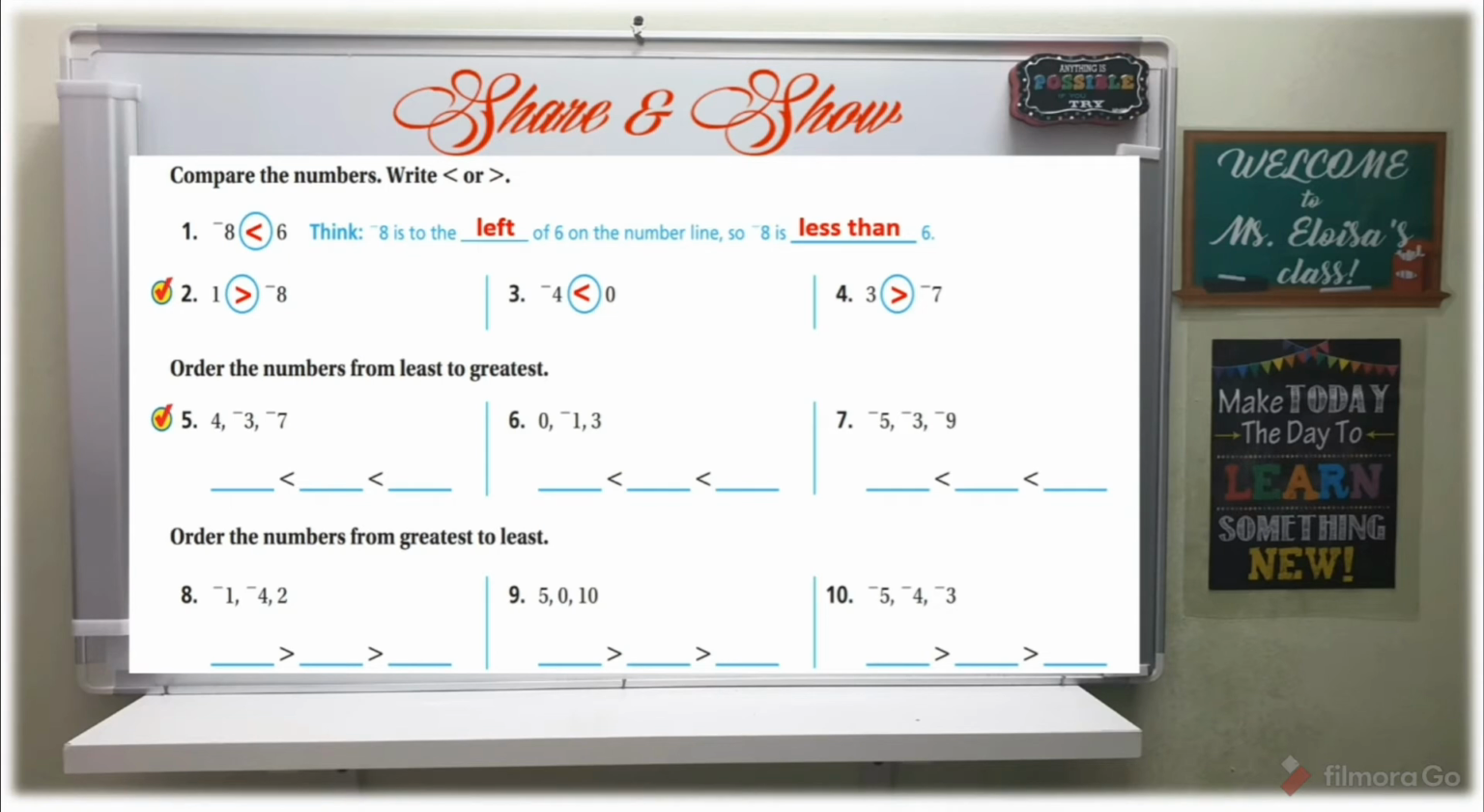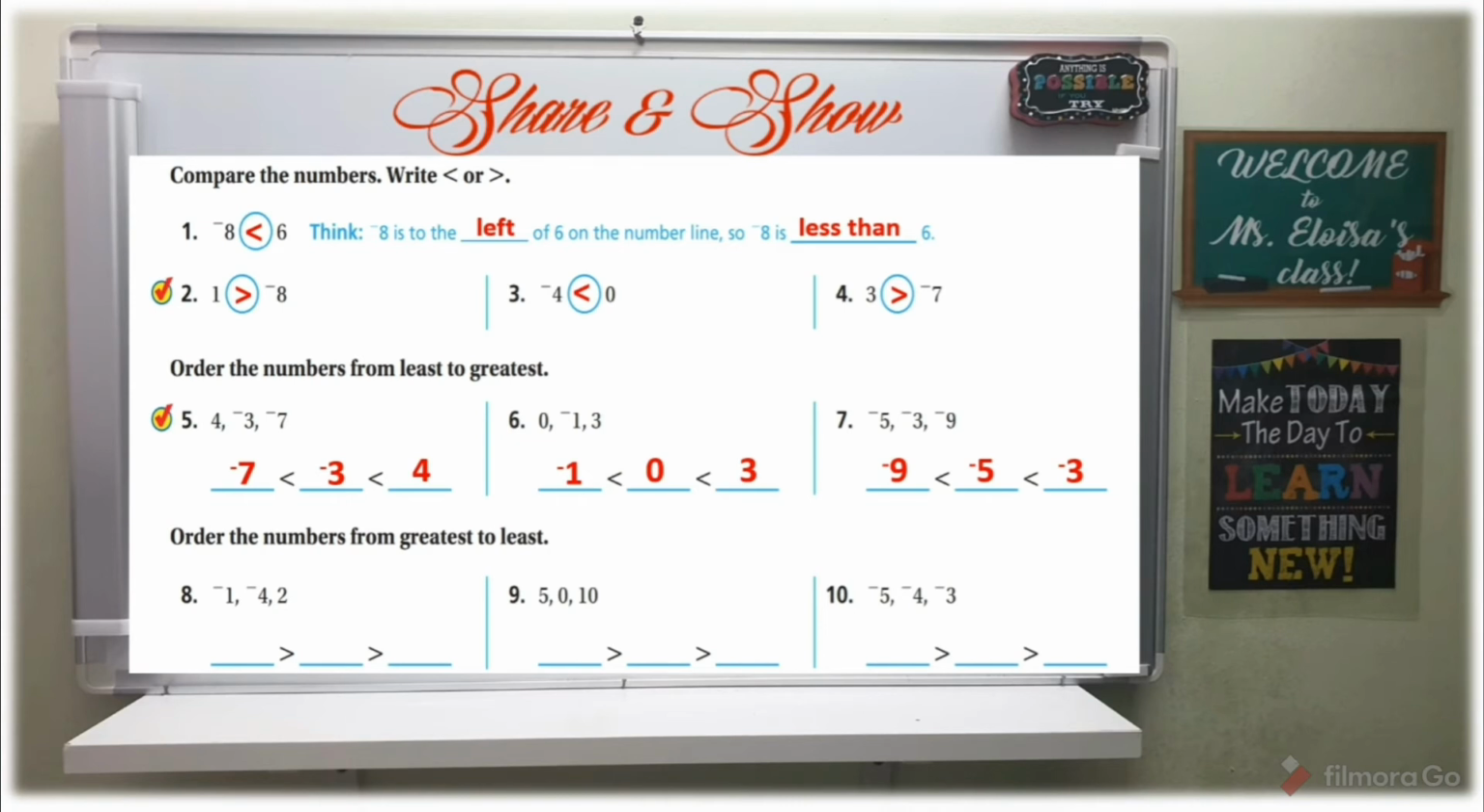Next, order the numbers from least to greatest. So the least number in number 5 is negative 7, followed by negative 3, and the greatest number is 4. Number 6, the least number is negative 1, followed by 0, and the greatest number is 3. Number 7, the least number is negative 9, followed by negative 5, and the greatest number is negative 3.